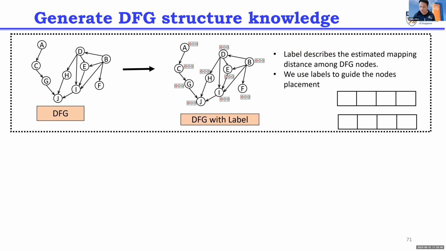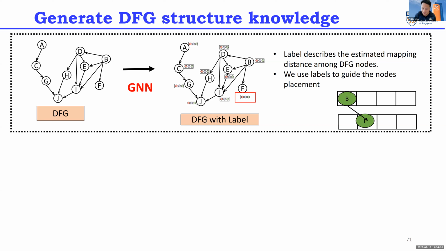For example, we still have this modular routing resource graph. So we just place B here, and when we place F, we can refer to the label information. The label information shows the mapping distance among DFG nodes, the temporal mapping distance or spatial mapping distance. For example, we check the information here, and we see the recommended mapping distance is 1, spatial is 1, temporal is 1, so we can place here.